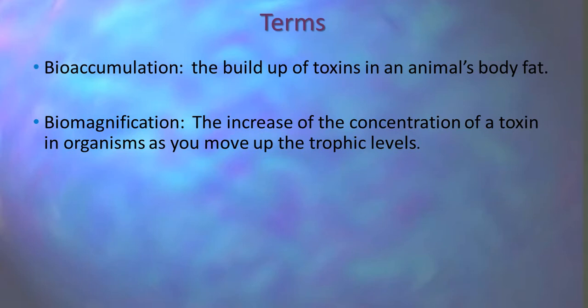Biomagnification, this is the increase of the concentration of a toxin as it moves up the trophic level. Now, the difference here, bioaccumulation would just be the accumulation from exposure. Biomagnification is actually when a big fish eats a smaller fish, and then another big fish comes along, and the bigger the fish, the more we will find a substance that will not break down inside the body of that fish. For instance, mercury is the best example of this.